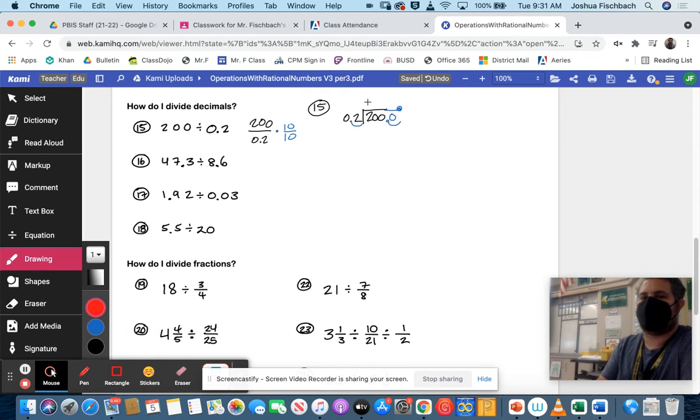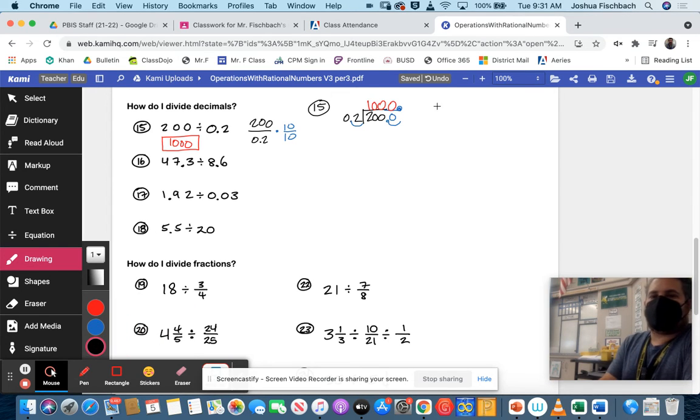So 2 goes into 2 one time, nothing left over. 2 goes into 0, 0. 2 goes into 0, 0. 2 goes into 0, 0. And there's your answer, 1,000. That is how you do number 15. If you have it done correctly, great. If not, take notes. That is the process that you should have had on that problem.